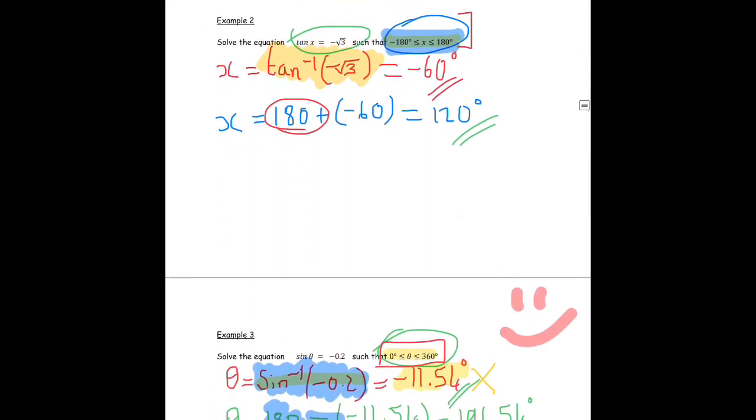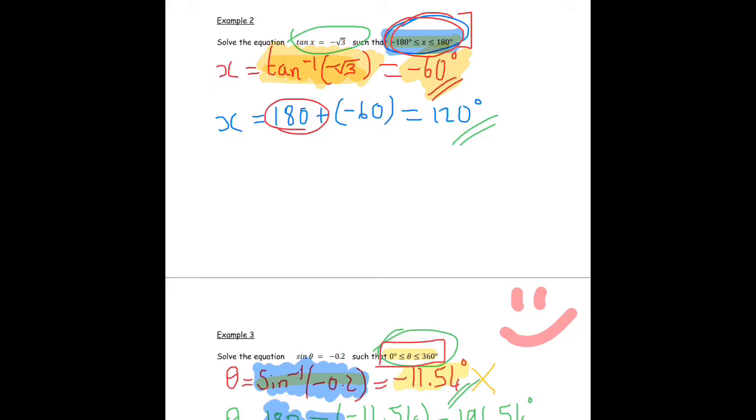So example 2 is to solve the equation tan of x equals negative root 3. Be careful here that you are looking at a range of negative 180 to 180. When you start off by doing tan to the minus 1 of negative root 3, you get an answer of minus 60 degrees, which usually would be out of range, but in this case is in range, so it's okay. You can take that as one of your answers. You need to use it anyway to find your alternative angles.